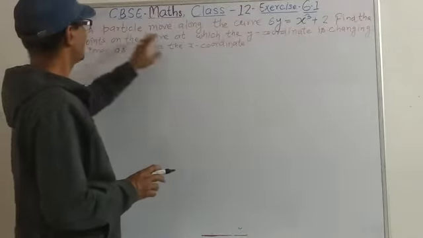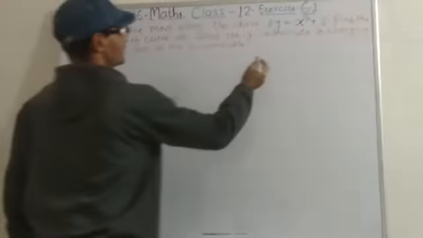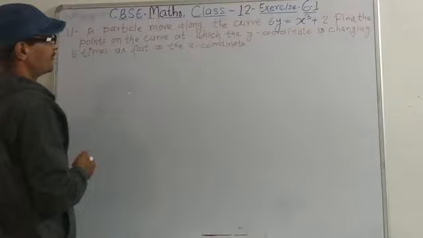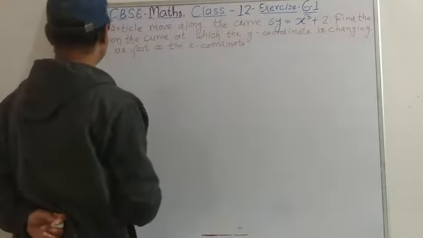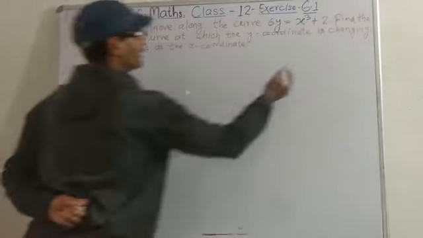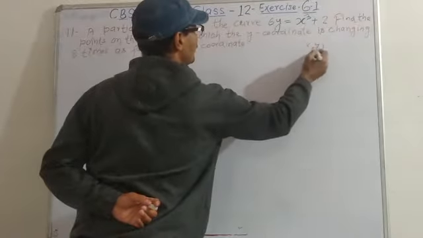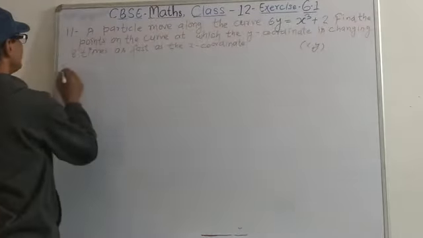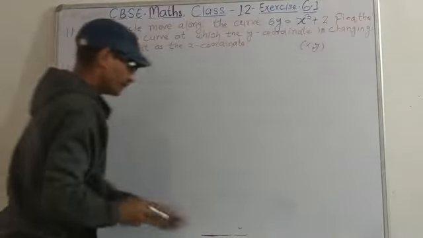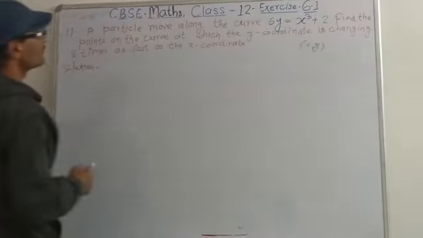So once again, the particle moves along the curve given as 6y = x³ + 2, and we have to find the points on the curve at which the y coordinate is changing 8 times as fast as the x coordinate. That means we should find the x and y coordinates. First we see what is changing here.